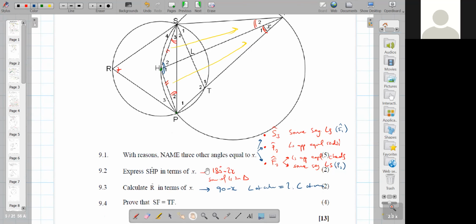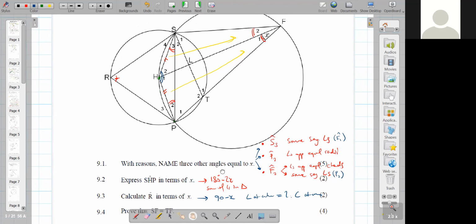Then prove that SF is equal to TF. Now, SF here is equal to TF. So for those 2 sides to be equal, looking at a triangle condition, we must have base angles equal. So we must have S1 is equal to T1. How come they are equal? What are their values anyway? So let's find them. We already got the R. So we know R was 90 minus X.